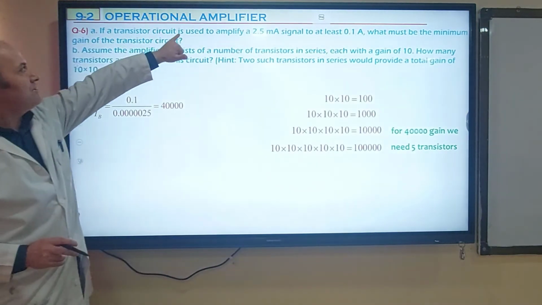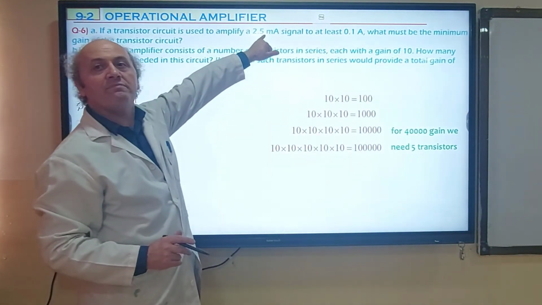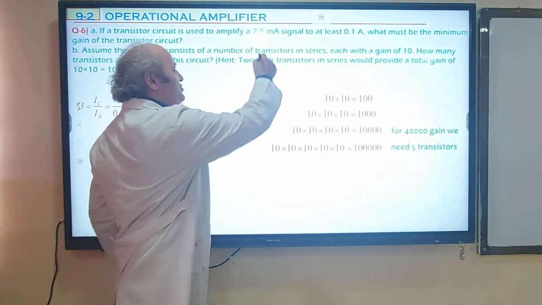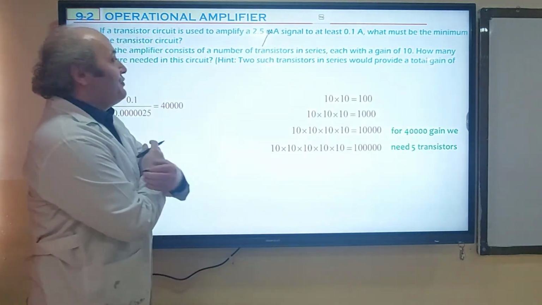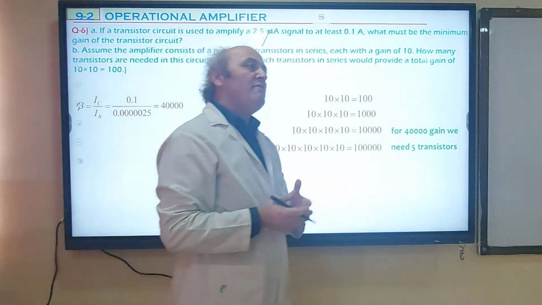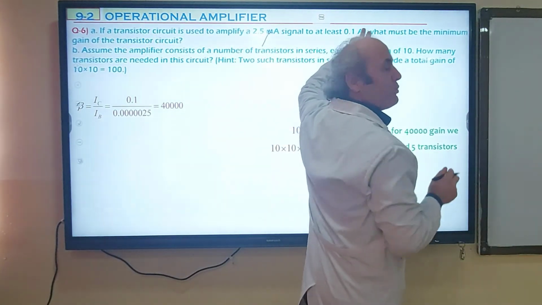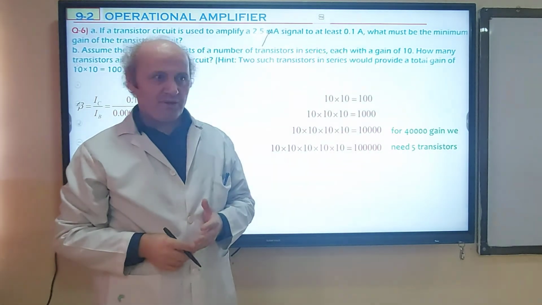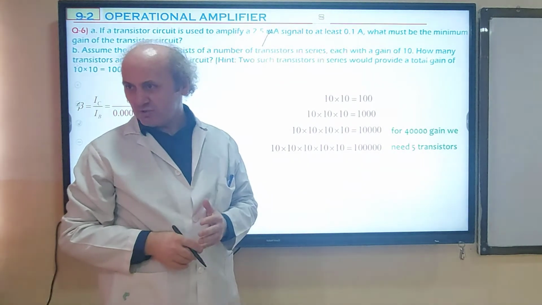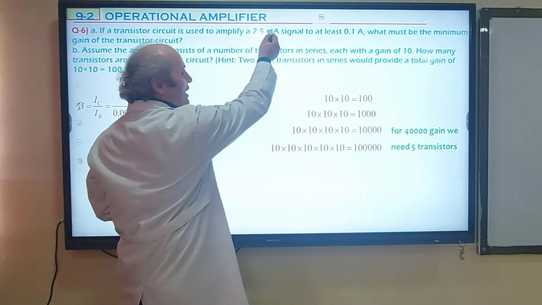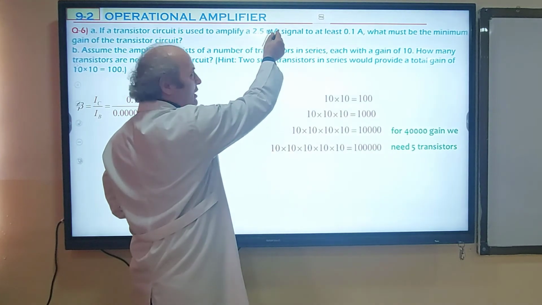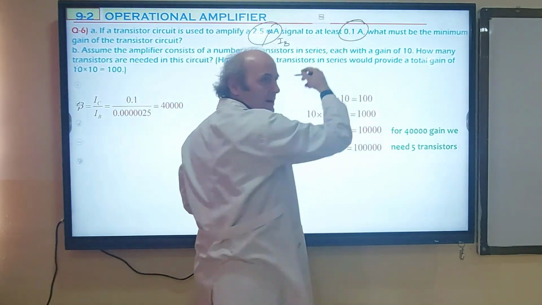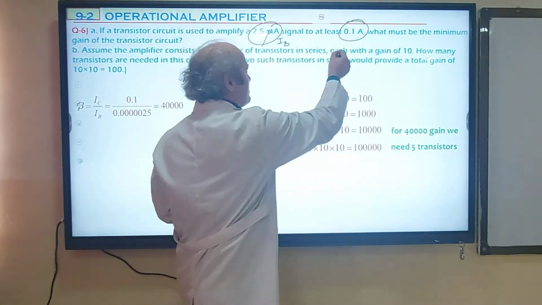If a transistor circuit is used to amplify 2.5 microampere, in your material I know it says milliampere, but it must be micro, okay? Change this to micro. We want to amplify a 2.5 microampere electric current to 0.1 ampere. So you can predict which one is the base current and which one is the collector current. Base current is always small. Collector current is always big. So microampere is smaller, it must be the base current. But 0.1 ampere must be the collector current.